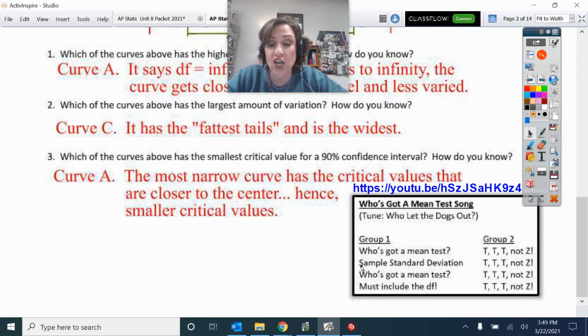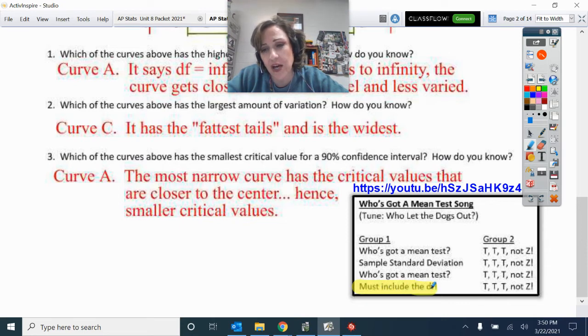And look at what I say here. Sample standard deviation. That's the reason that we have a T, T, T, not Z curve that we have to use. Who's got a mean test? T, T, T, not Z. Now look at here. Must include the DF.